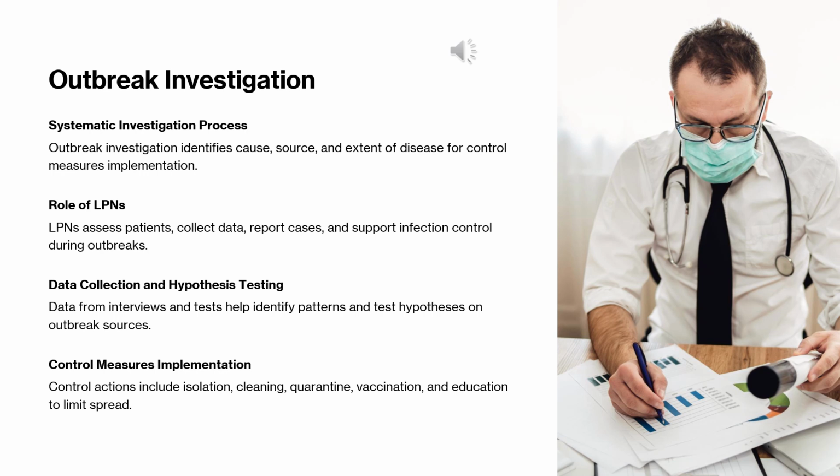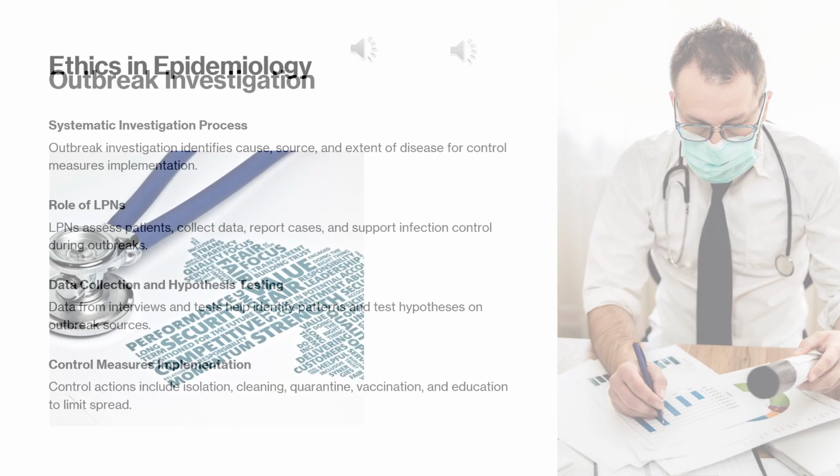The next step is implementation of control and prevention measures. This step often begins before the investigation is completed to help reduce illness. Public health teams then communicate the findings to healthcare facilities, community partners, government agencies, and the general public. This helps improve future prevention and preparedness.